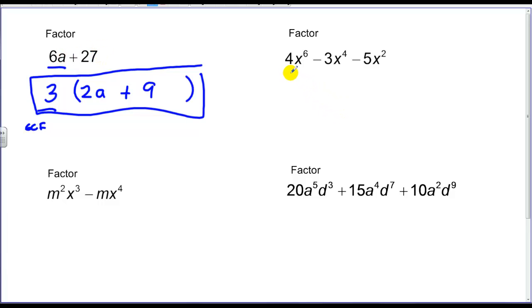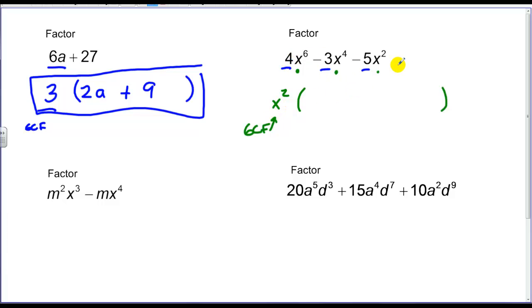Let's do the next example. I have a trinomial in this case, and I have coefficients of 4, 3, and 5. Now, if I look for a greatest common factor between those three numbers, there isn't one that exists. The only thing that's common in this term is the x's. I have an x to the 6th, x to the 4th, and x squared. How many are in common in both? Well, it's clear to see that x squared is the smallest, so that's got to be the greatest common factor. So x squared is our GCF in this case.